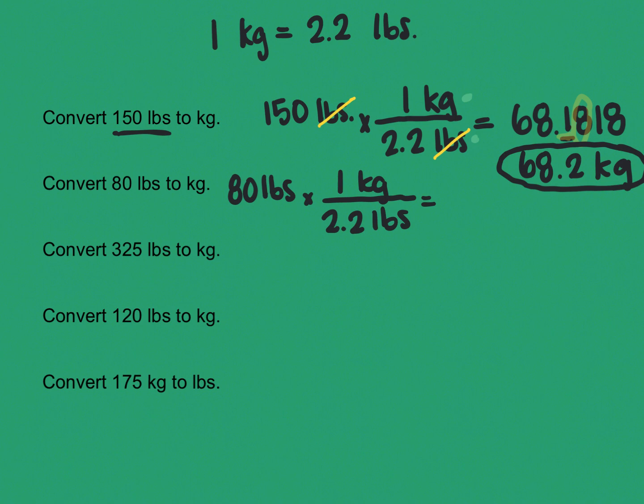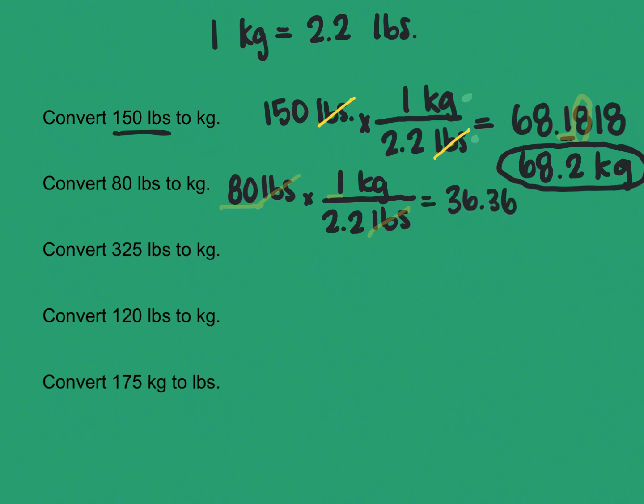Let's go through this quickly and check our labels. We have pounds here and pounds down here, so those cancel. Then we're going to take 80 times 1 and we're going to get our 80 and we're going to divide that then by our 2.2. So we have 36.36, and then that repeats.